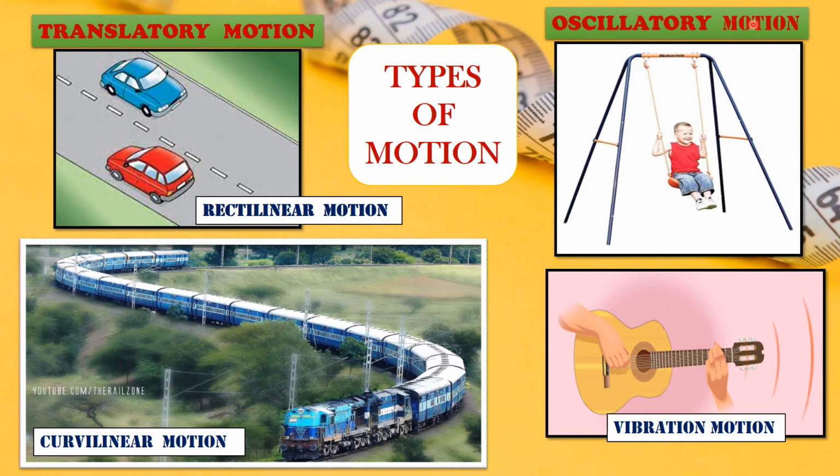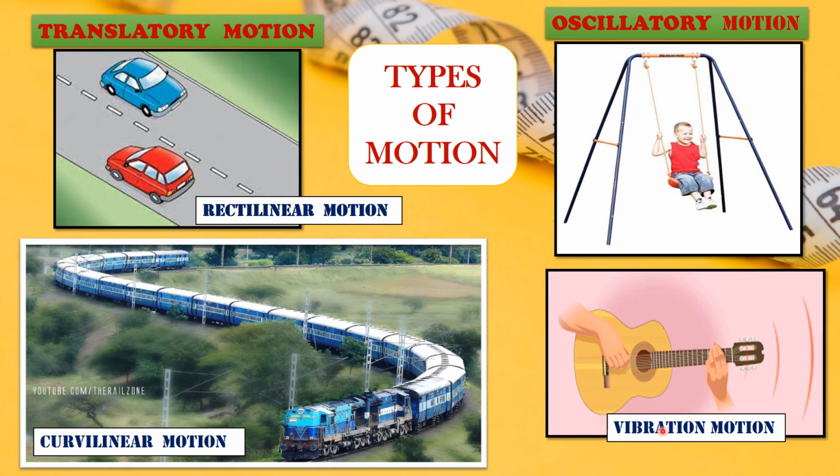Next motion is oscillatory motion. A motion in which an object moves to and fro about a central or mean position is called an oscillatory motion. For example, when you sit on a swing and after you push the swing backward with your foot once, you come back and go forward. This backward and forward movement is called to and fro. Another example of oscillatory motion is the swinging motion of your hands while running.